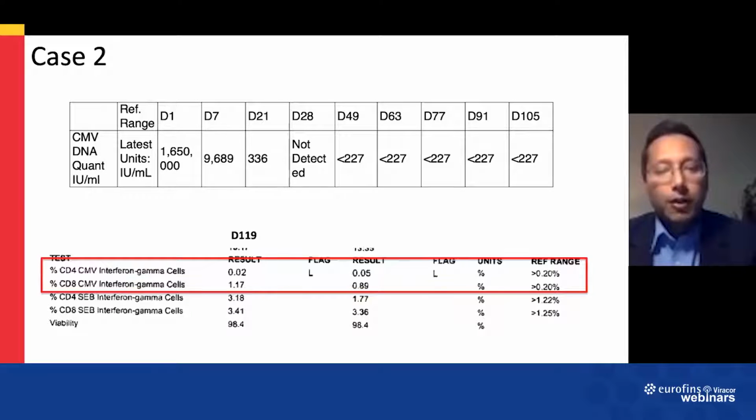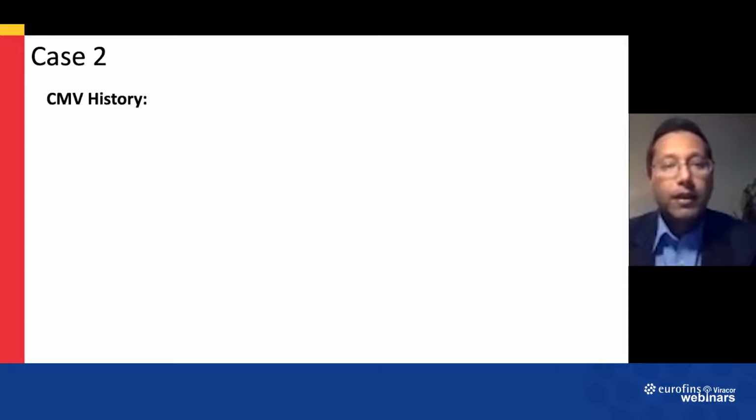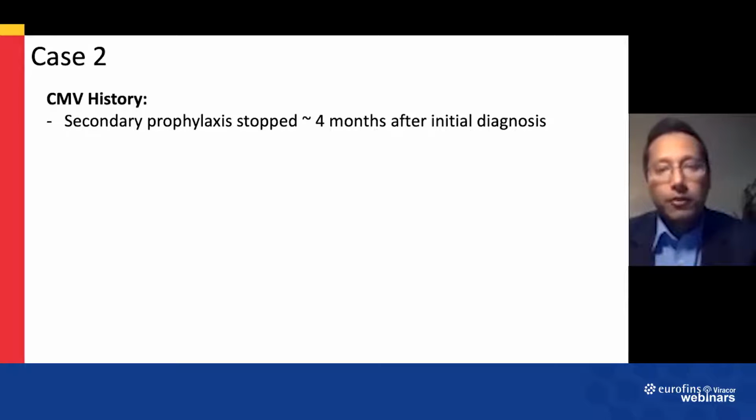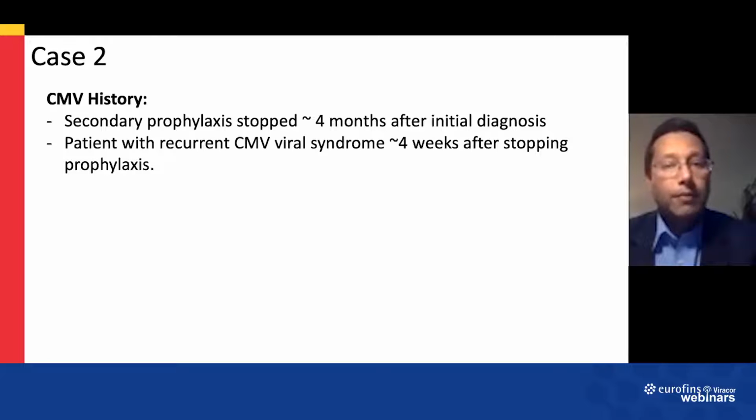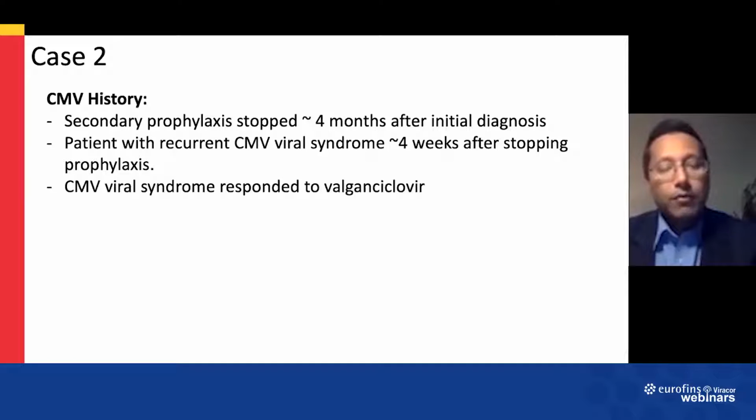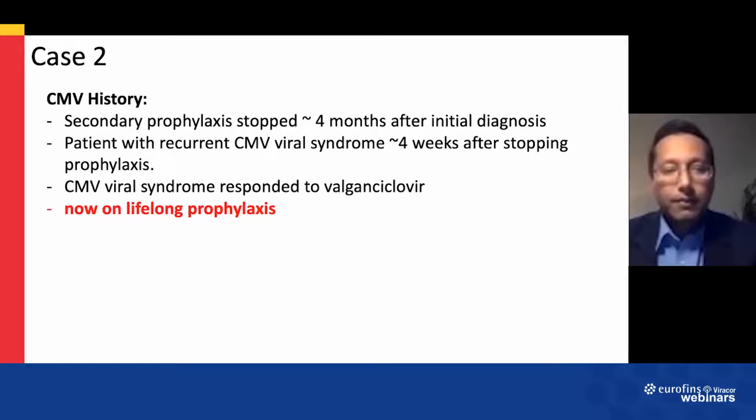Again, we were faced with the question about whether or not to continue her secondary prophylaxis in light of these results. And we elected once again to stop her prophylaxis and move forward with preemptive monitoring, checking CMV PCRs every 1 to 2 weeks. Unfortunately, after stopping her prophylaxis, the patient had a third episode of CMV viral syndrome. And this again occurred within a month of her stopping her prophylaxis. She once again responded to valganciclovir treatment, and she is now on lifelong CMV prophylaxis.